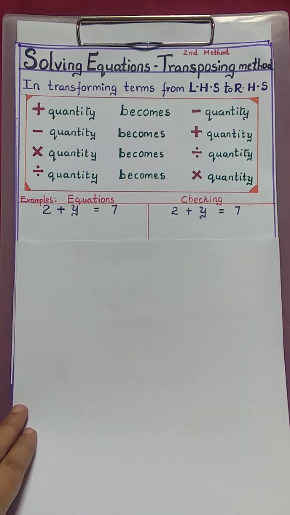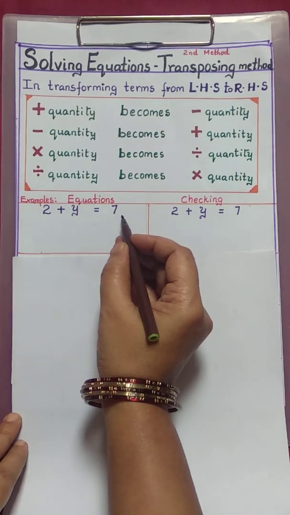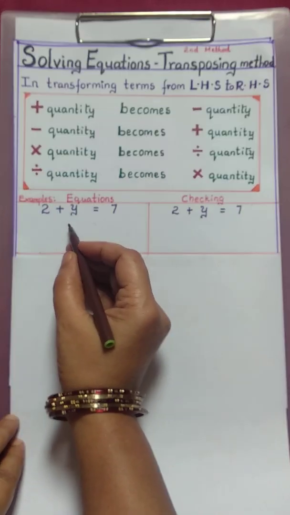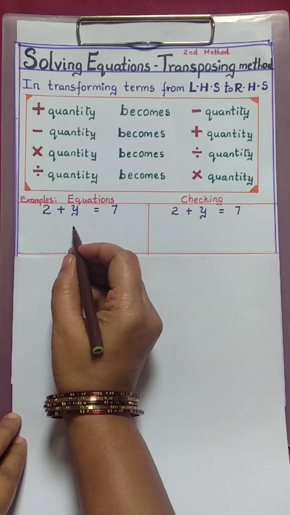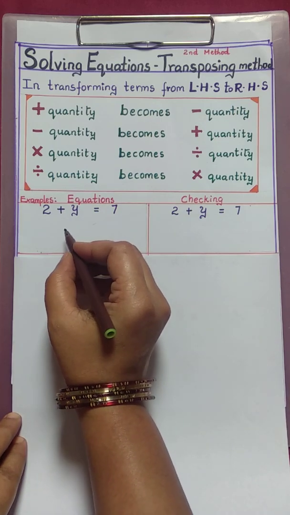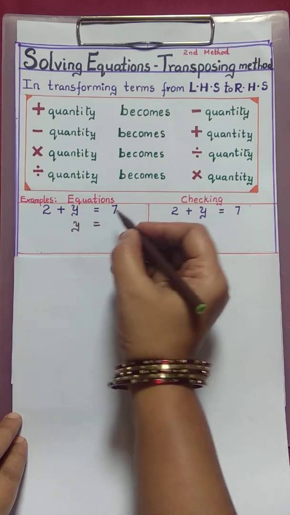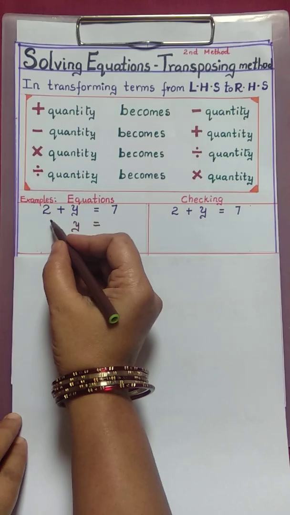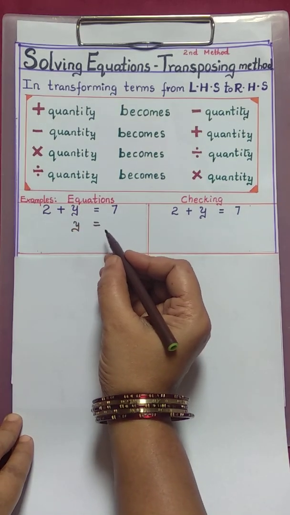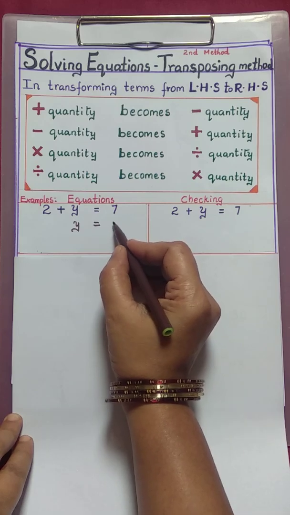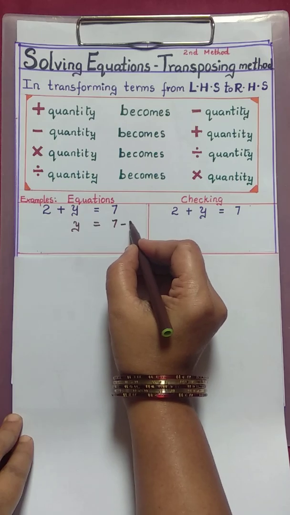For example, here, first one, 2 plus y is equal to 7. Now, one thing you have to remember here: always leave the variable on the left hand side of the equation. Now, write y here equal to. Now here 2 is added on the LHS. So when we transpose it to the RHS, we subtract 2. On the RHS side we have 7 here. So plus 2 becomes minus 2.